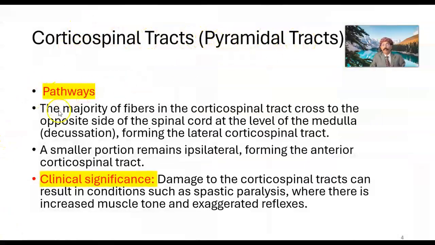Corticospinal tract, pyramidal tract pathway: the majority of the fibers cross to the opposite side of the spinal cord at the level of the medulla, forming the lateral corticospinal tract. This tract is longer than the anterior spinothalamic tract and extends the entire length of the spinal cord. A smaller portion remains ipsilateral, forming the anterior corticospinal tract, but they also eventually cross to the other side at the lower end. Clinical significance: damage to the corticospinal tract can result in spastic paralysis, where there is increased muscle tone and exaggerated reflexes.